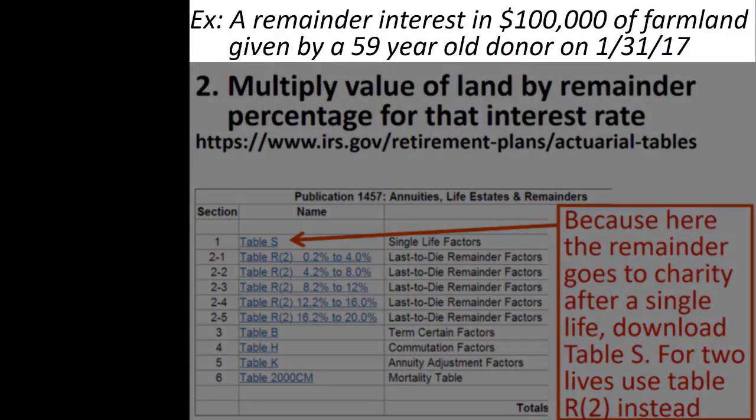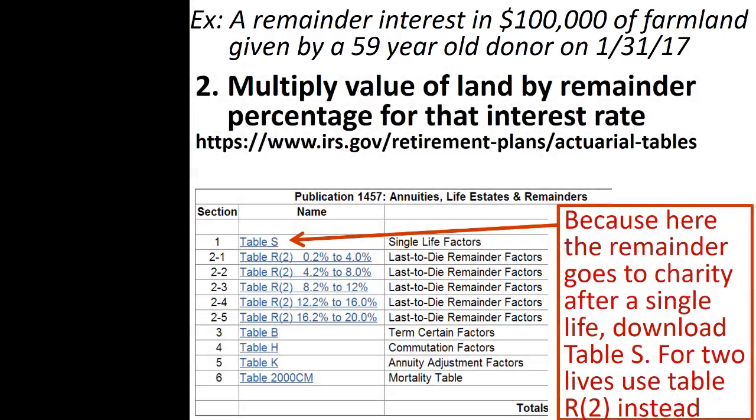In the current example, we are calculating the deduction for a gift of a remainder interest in $100,000 of farmland given by a 59-year-old donor on January 31st of 2017, where the donor is the measuring life for the remainder interest. Consequently, we will click on Table S, which contains the single life factors. If the remainder interest would transfer to the charity at the death of the last to die of the donor and the donor's spouse, for example, then we would need to click on one of the Table R2 links. In this case, the first one because it contains the remainder factors for a 1.6% interest rate.